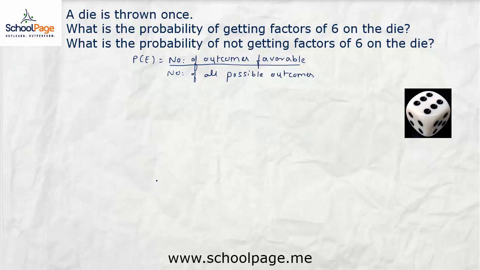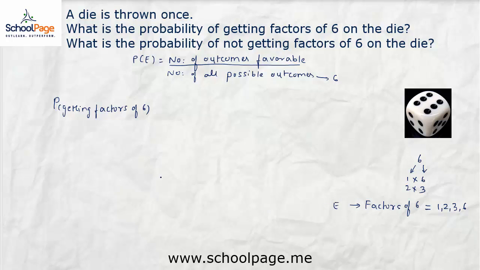When the dice is thrown once, we know that all possible outcomes is 6. Let us find the probability of getting factors of 6. Now 6 can be written as 1 into 6 and 2 into 3. So the factors of 6 are 1, 2, 3 and 6. Let us take this as event E.